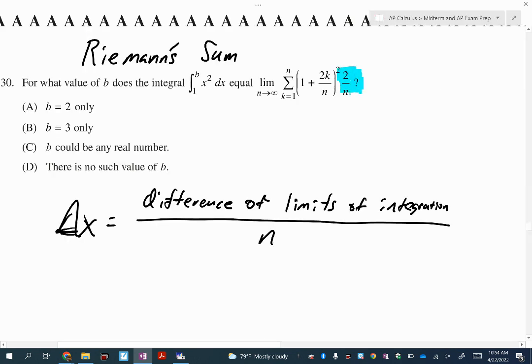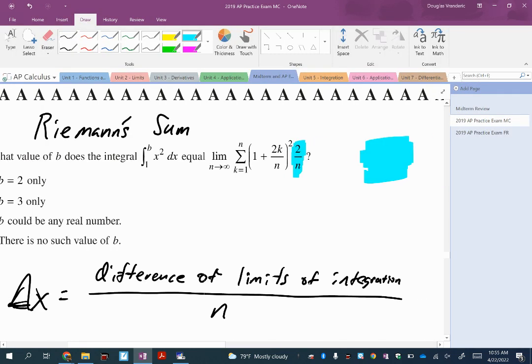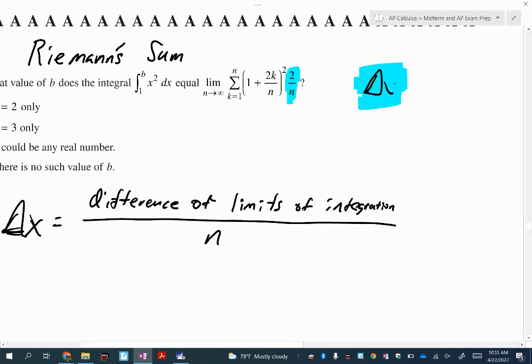Do you see this part here on this summation? You see that last part, 2 over n? That 2 over n, if you get this problem on the AP exam, is your delta x. That's your change in x. So if you get a Riemann sum with the limit of your summation symbol, look at the very end of it. That is your delta x.